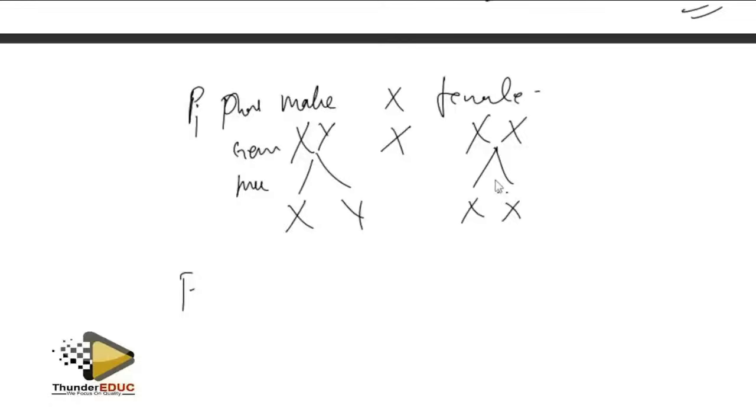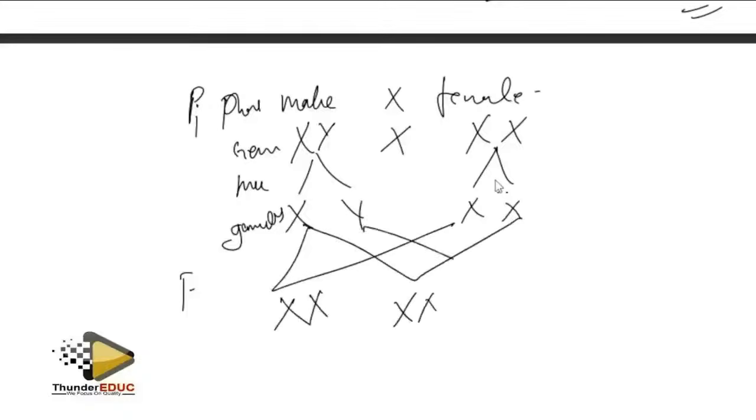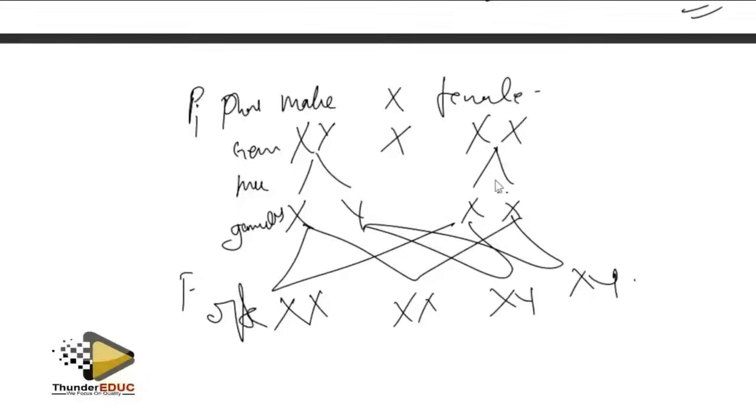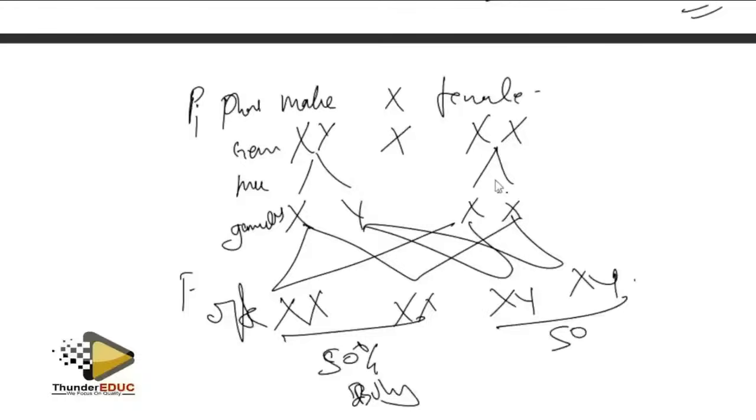Then these are gametes. Then they cross, this and this cross with Y, and then this and this cross like that. So these are the offspring, meaning that you have a 50% chance of having boys, and a 50% chance of having girls.